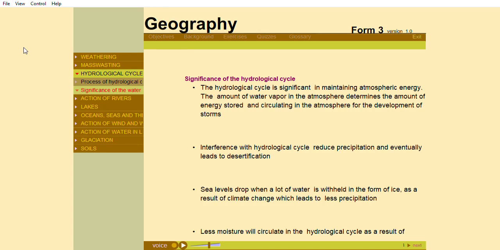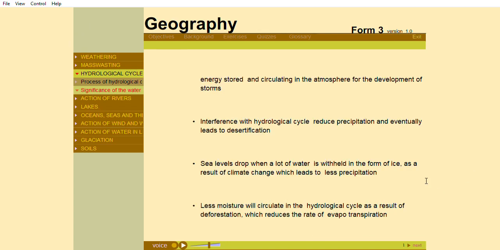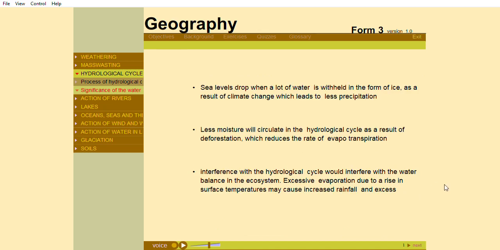Sea levels drop when a lot of water is withheld in the form of ice as a result of climate change, which leads to less precipitation. Less moisture will circulate in the hydrological cycle as a result of deforestation, which reduces the rate of evapotranspiration. Interference with the hydrological cycle disrupts the water balance in the ecosystem. For instance, excessive evaporation due to a rise in surface temperatures may cause increased rainfall and excess flooding.